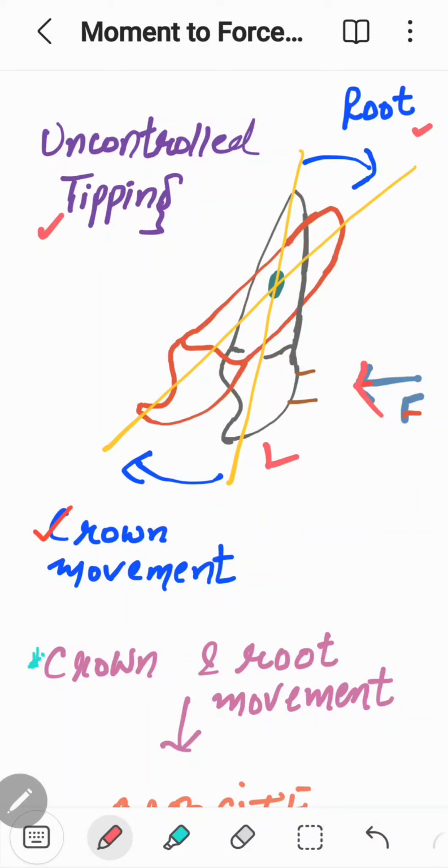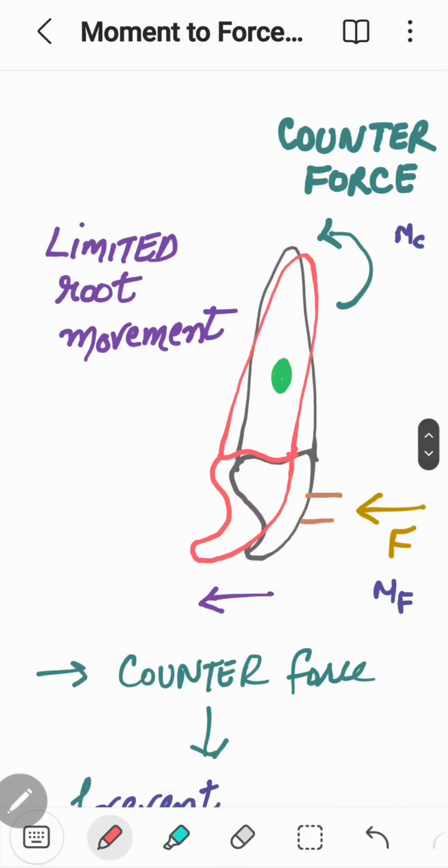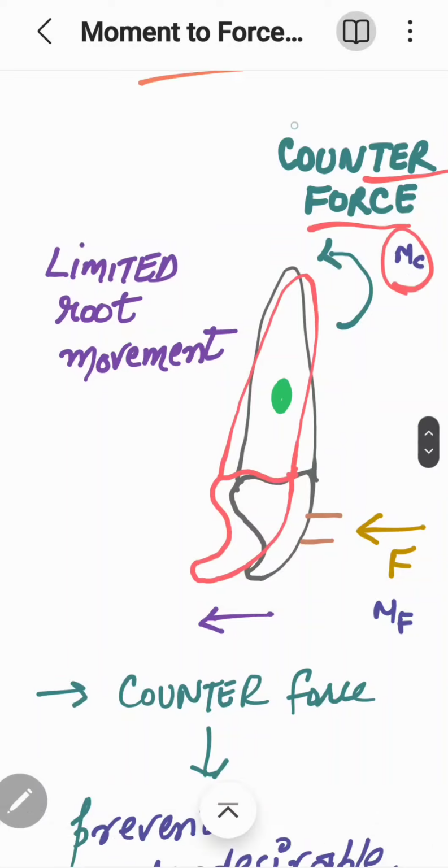Another point is that it is not always practical to apply a force passing through the center of resistance of the tooth, because the center of resistance is midway between the root apex and the alveolar crest. So how does it have to be managed? It is managed by a counter moment or counterbalancing force applied at the root apex area so that the undesirable movement is restricted.